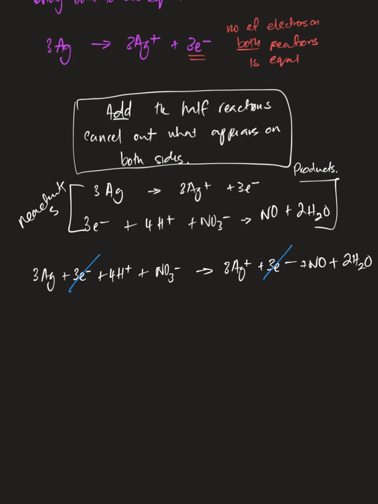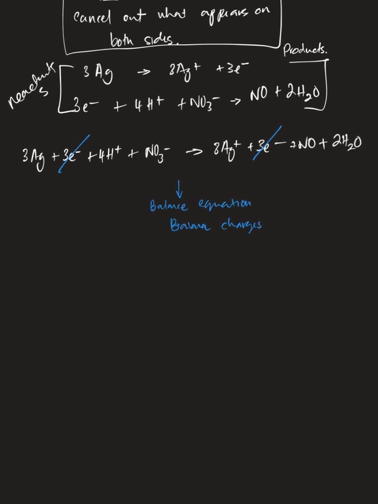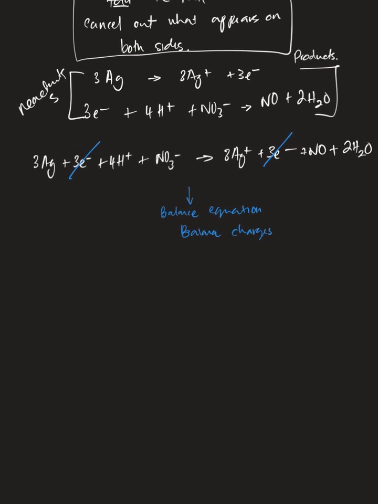So once you've canceled out everything, the last step is that you need to balance the equation. And then you also need to balance the charges. So you must write down a final balanced equation. So if I'm looking at this type of an equation in front of me, I know I've got Ag, H, N, and O. And on the other side, I've also got Ag, H, N, and O.